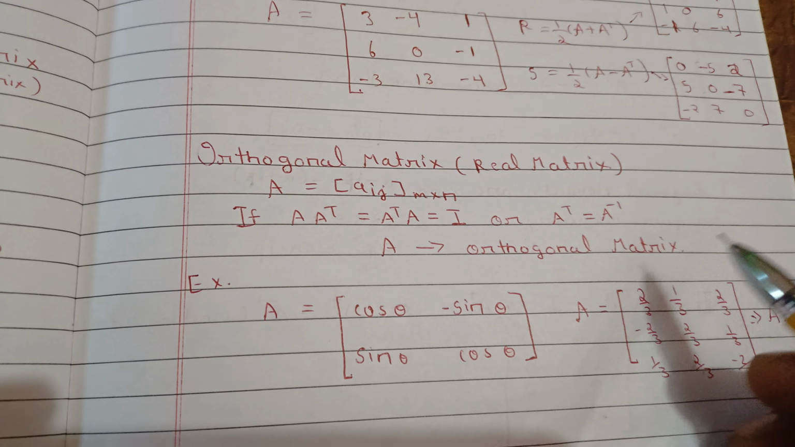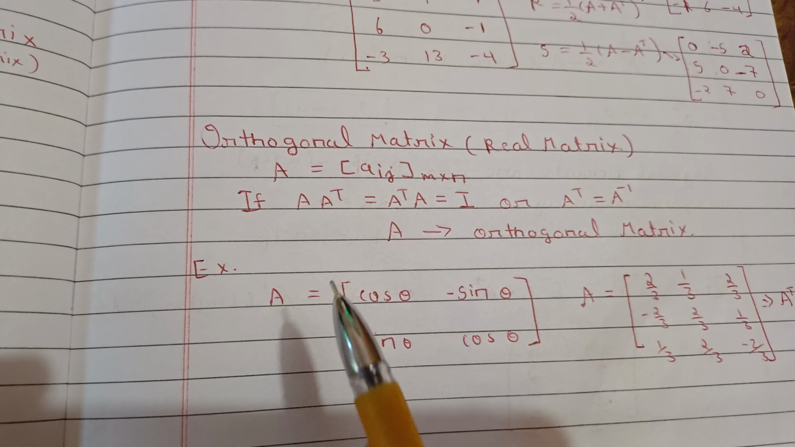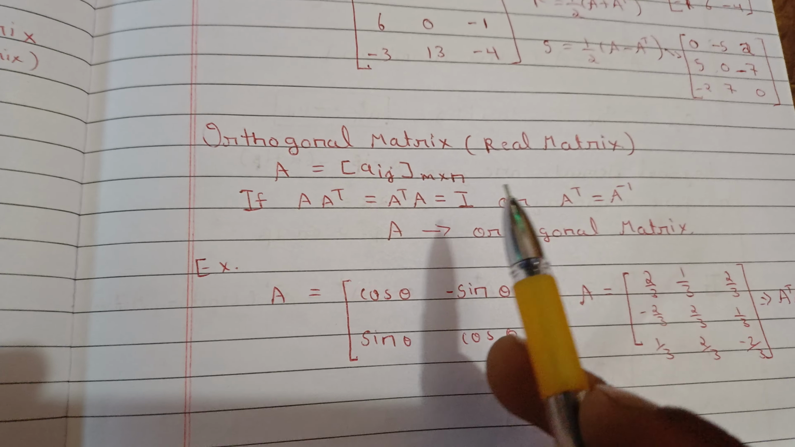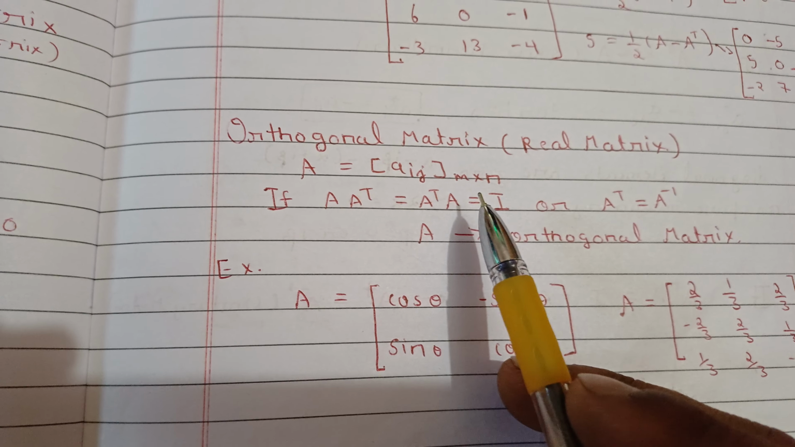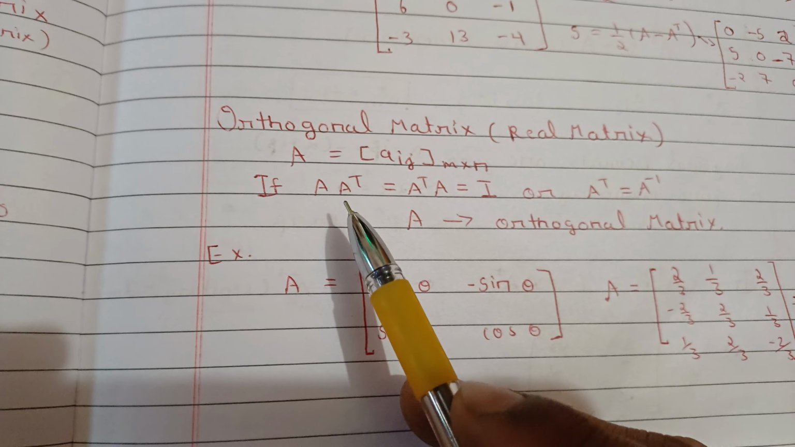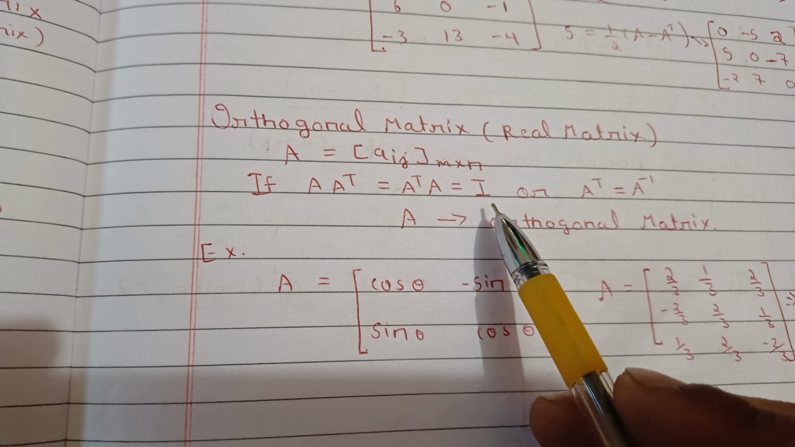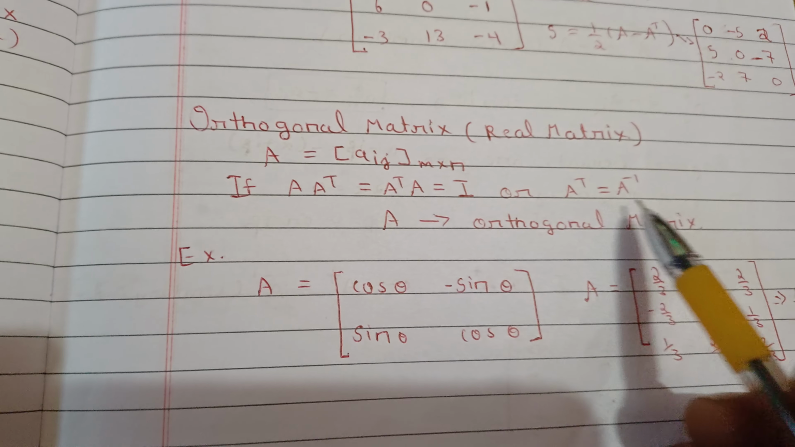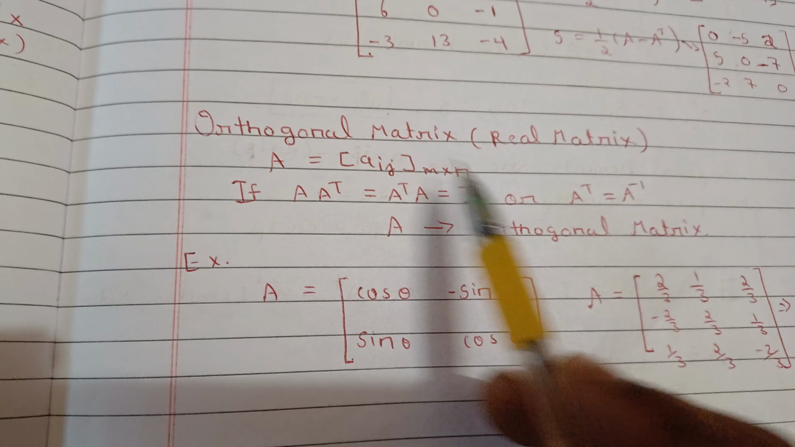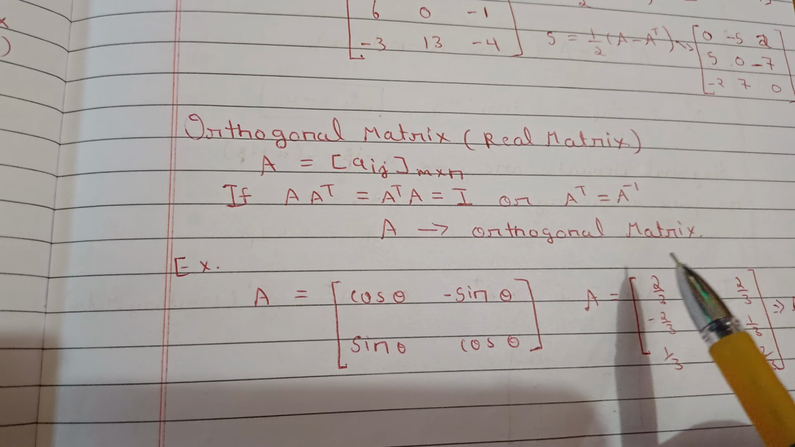These are real matrices, and here I will give you just the definition. We will study this matrix in detail later. If any matrix A is Aij, of order M cross N, and A transpose A equals I, the identity matrix, then A transpose should be the A inverse. If this condition is satisfied, then we call A an orthogonal matrix.